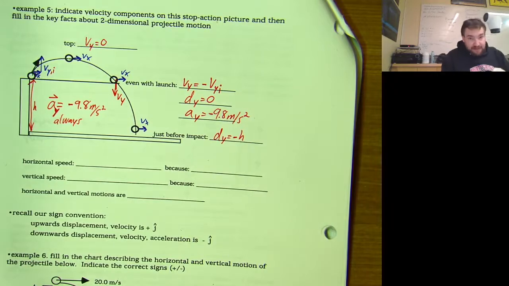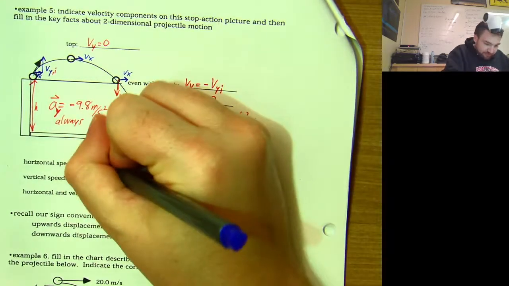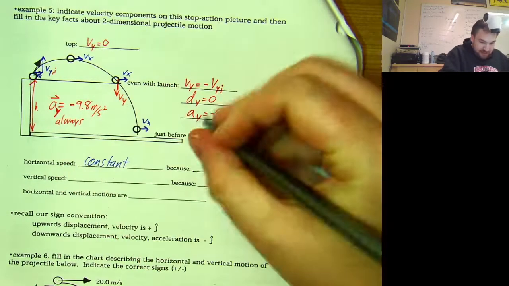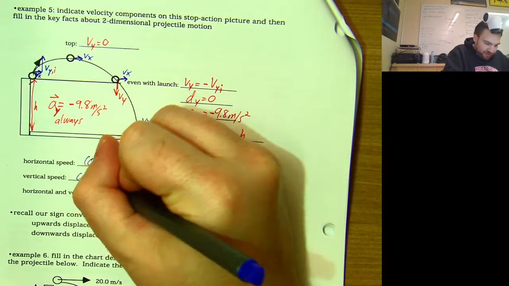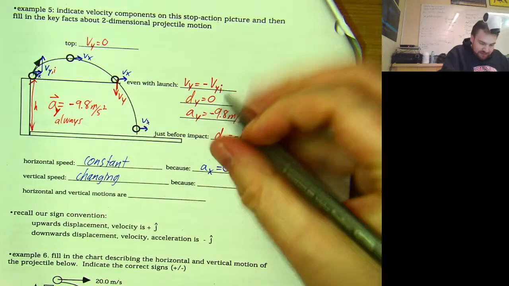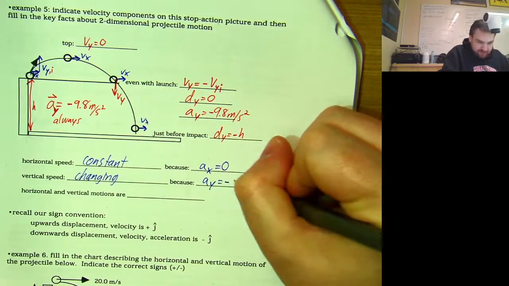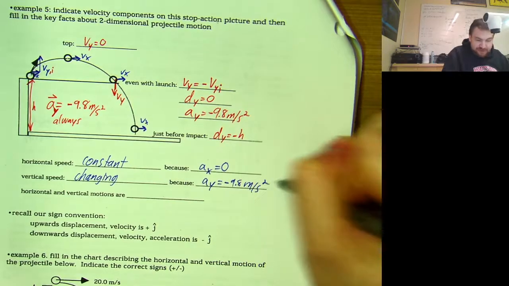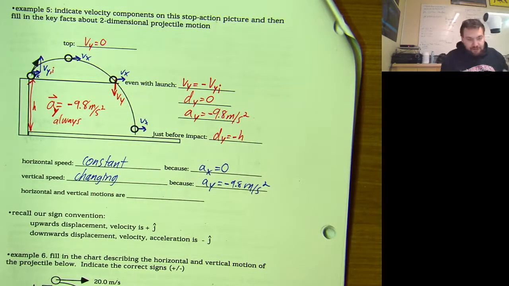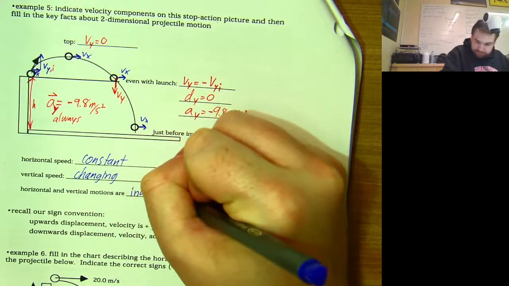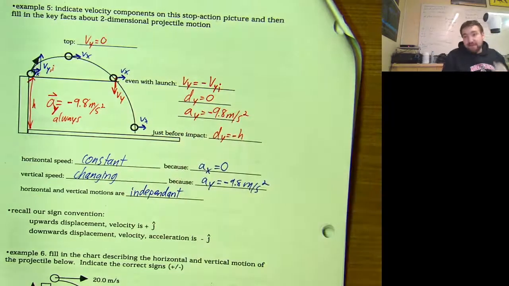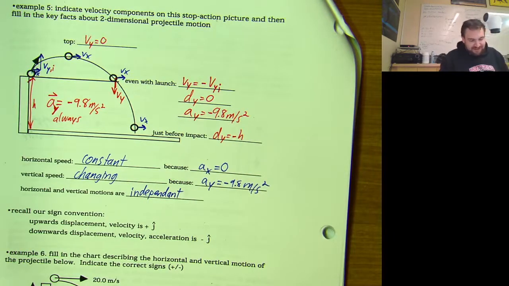Horizontal speed, that Vx, is constant because acceleration in the x direction is 0, and the vertical speed is always changing because the acceleration in the y direction equals negative 9.8 meters per second squared throughout the entire problem. Horizontal and vertical motion are independent of each other. I can never remember if independent is spelled with an A and T or E and T. If I get it wrong, you know, spelling is not the biggest part of the problem here.